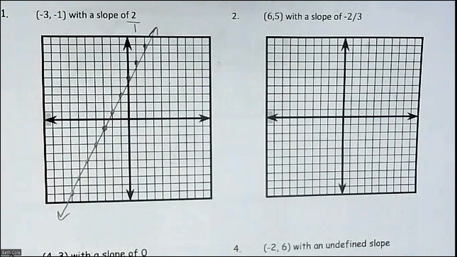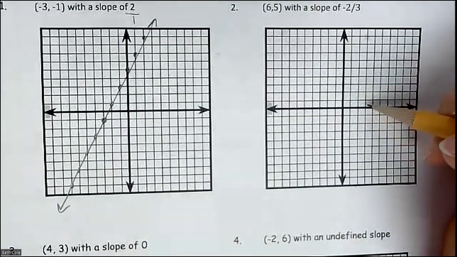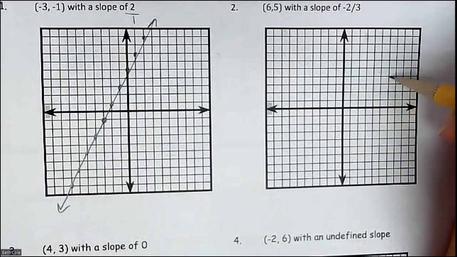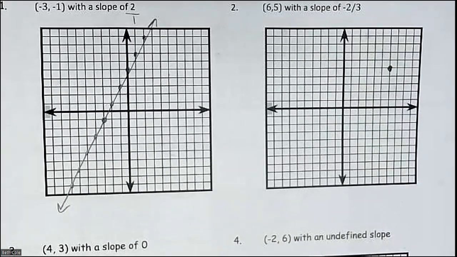All of them. All right, let's try it again. Starting point for this one is 6, 5. What quadrant is that in? 1, good. 1, 2, 3, 4, 5, 6. 1, 2, 3, 4, 5. Again, if you can count little boxes, you can do this. So that's your starting point.